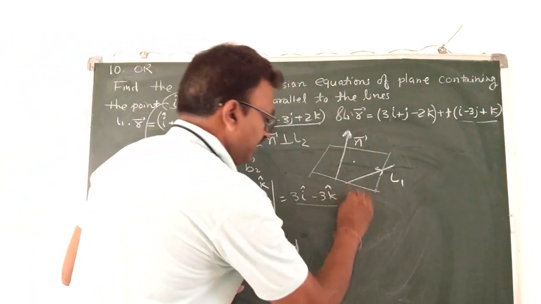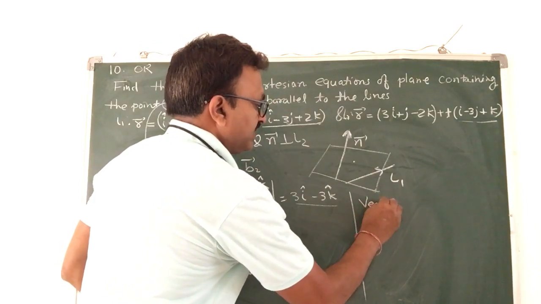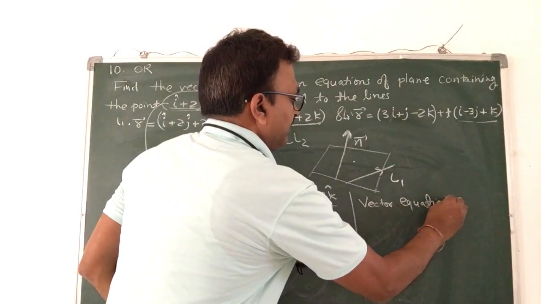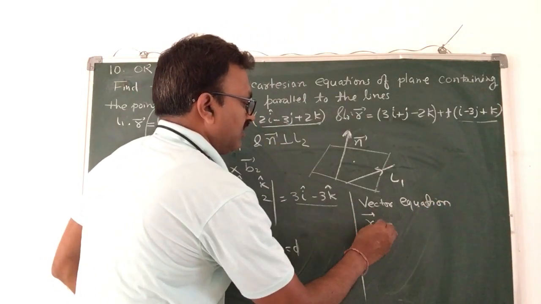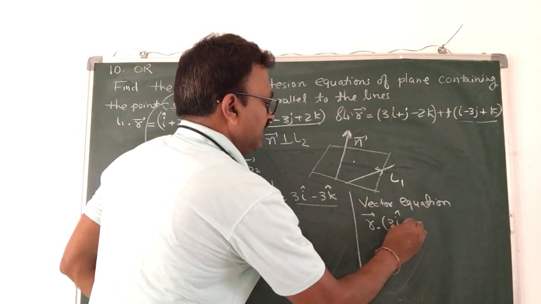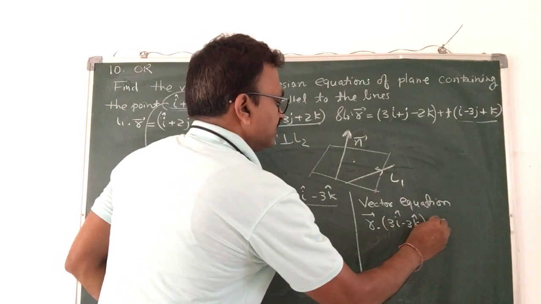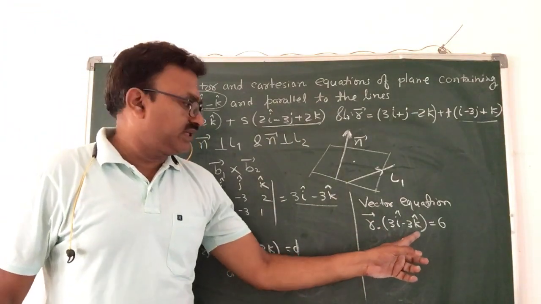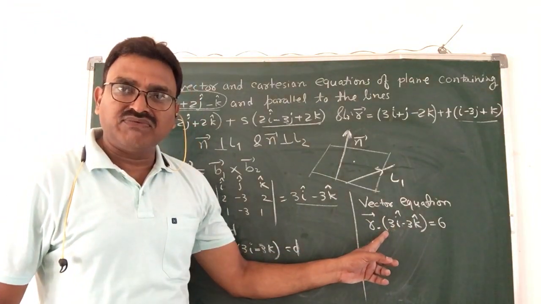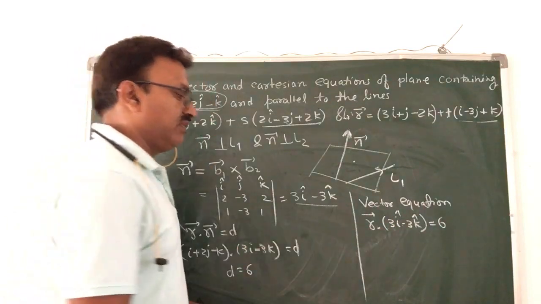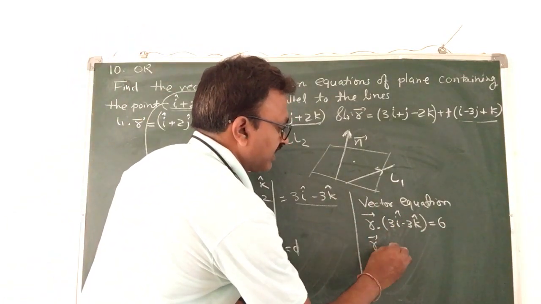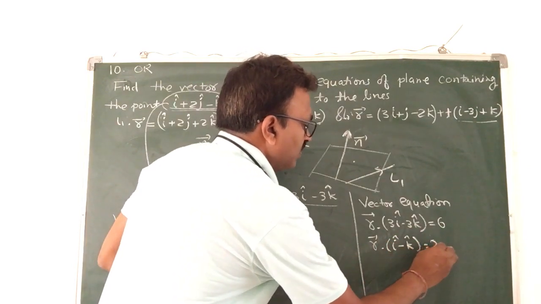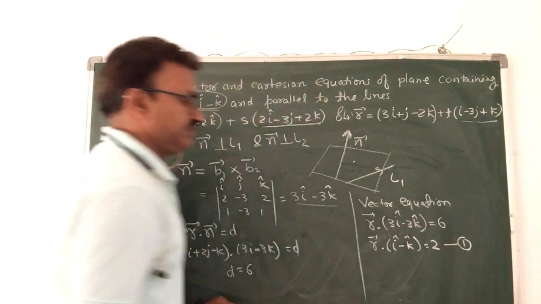Now the vector equation will be written as vector r dot (3i minus 3k) is equal to 6. We can also divide by 3, because 3 is a common scalar multiple of the vector, and 6 becomes 2. So now it is better: vector r dot (i minus k) is equal to 2. This is our first answer.